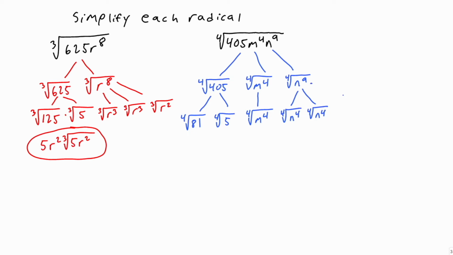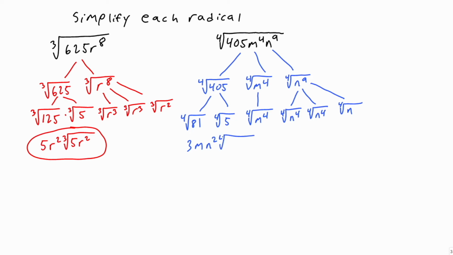And that would leave us n to the 8th, so we have 1 left over. So the 4th root of n. Then we take all of our perfect fourths. That'll give us 4th root of 81 is 3. The 4th root of m to the 4th is m. And we have 2 4th root of n to the 4ths. So that's n times n, which is n squared.